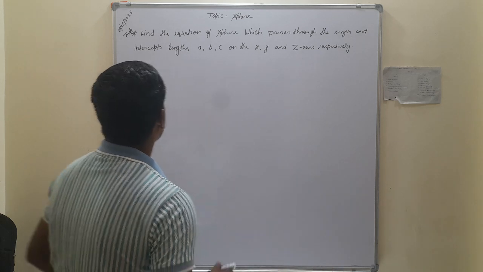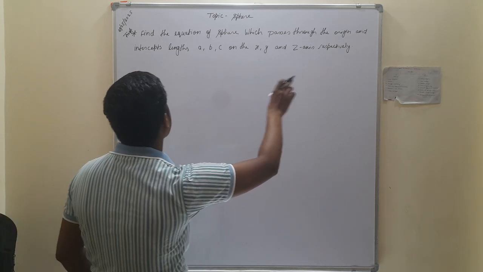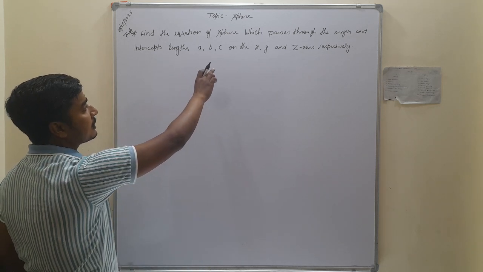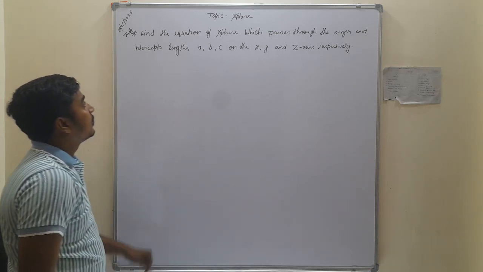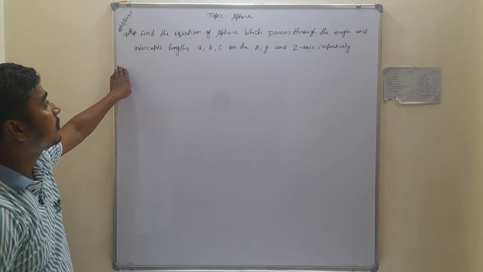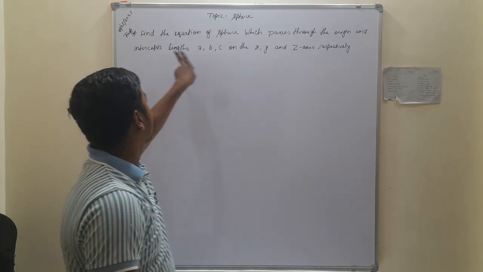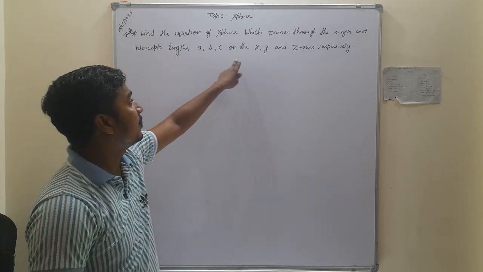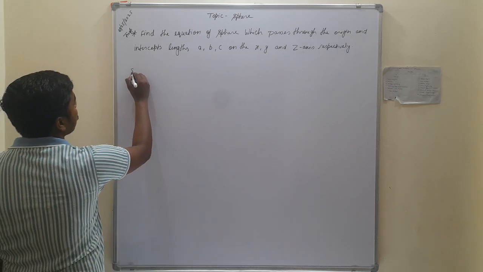The question is: find the equation of a sphere which passes through the origin and has intercept lengths a, b, c on the x-axis, y-axis and z-axis respectively. Here in the given question we have to find the equation of a sphere which passes through the origin and has intercept lengths a, b, c on the x-axis, y-axis and z-axis. Let's solve the problem.